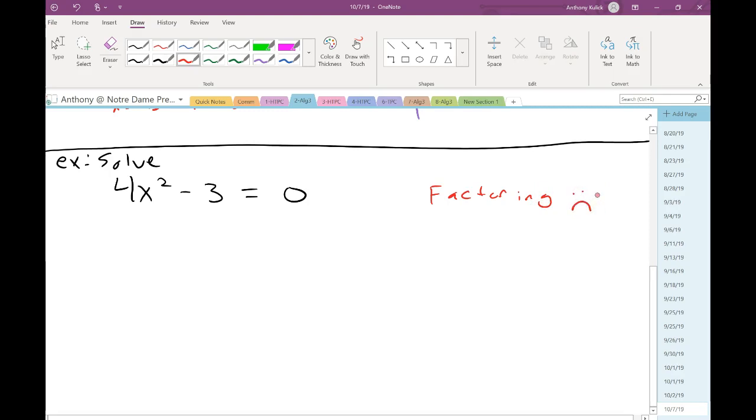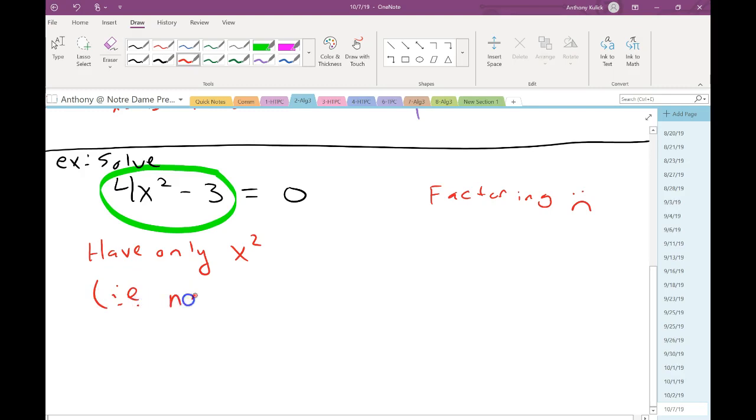However, notice here on my left-hand side, I have only x squareds. There's no plain x term on that left-hand side. Does everybody see that? Do we understand what I mean by a plain x? Okay. So what I can do instead is I can solve this directly.